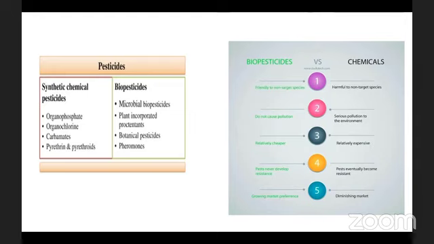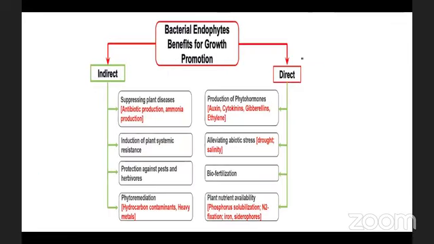This cannot happen with biopesticides, and nowadays the growing market preference is going toward biopesticides, because we have to grow plants that are climate smart, climate resilient, and environmentally friendly. So we have to switch over to biopesticides from chemicals after some days. These are the things we have to keep in mind for sustainable agricultural practices.